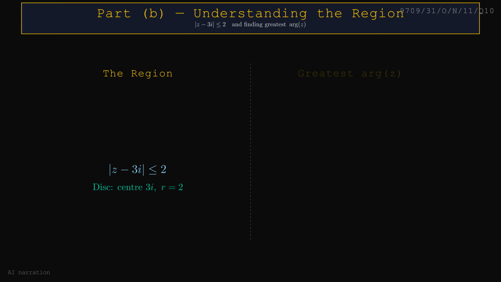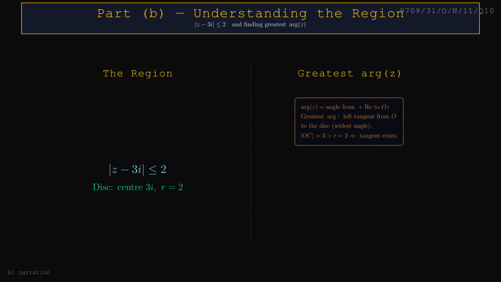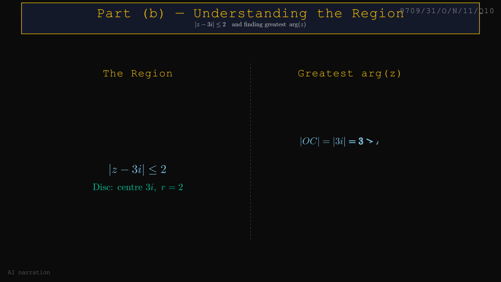Right column, greatest argument of z. Greatest argument is the angle to the left tangent from the origin. The origin is outside the disk, so a tangent exists. Sine alpha equals r over OC, which is 2 over 3. Greatest argument is pi over 2 plus arcsin 2/3. Argument of OC is pi over 2, since C equals 3i on the positive imaginary axis.